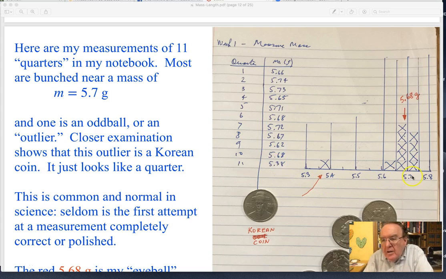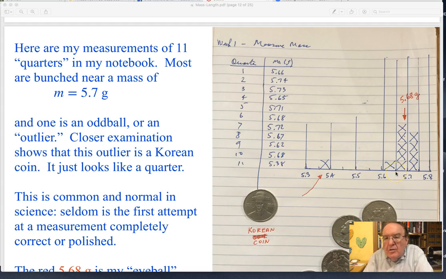And this plot here is what's called a histogram. There's an axis here, which is the mass in grams. The tick marks are 5.3, 5.4, 5.5, 5.6, 5.7, and 5.8. And then I divided it up into half of that spacing. So, for example, take 5.6. There's a vertical line at 5.6, there's a vertical line at 5.65, and then at 5.7.